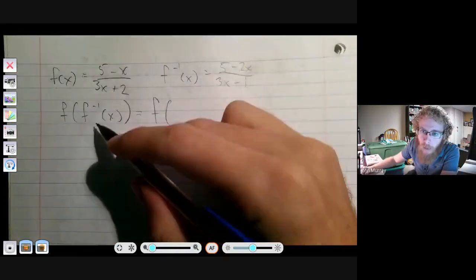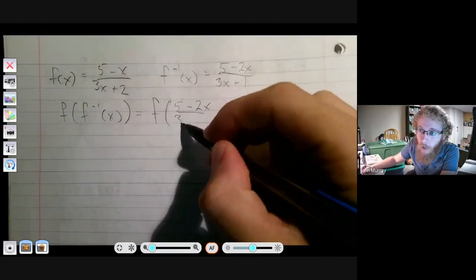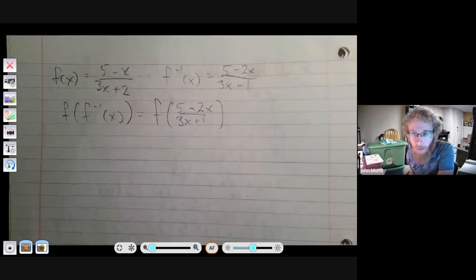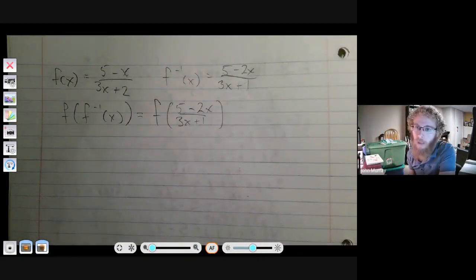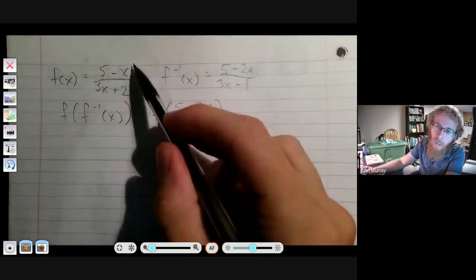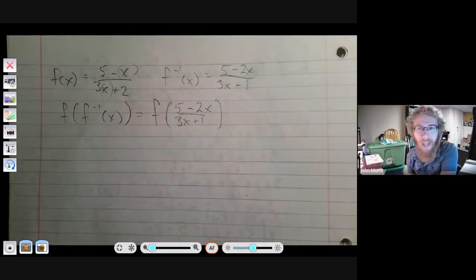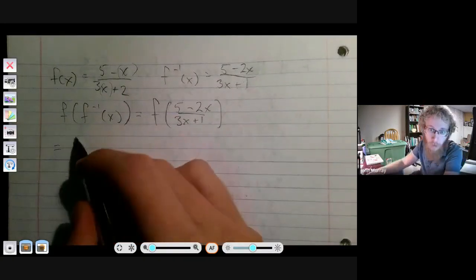So I'm going to rewrite this with my 5 minus 2x over 3x plus 1 on the inside. So here's where we got to be careful. There's going to be a lot of fractions going on. So I'm taking this whole fraction and I'm plugging it into this x and that x. All right. So we're going to need a lot of room here.